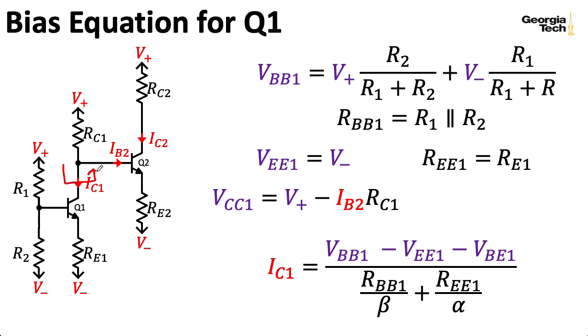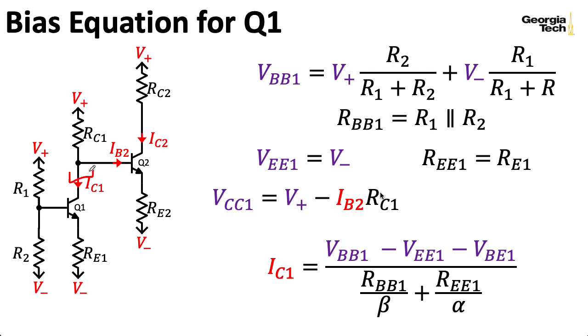Computing the Thevenin equivalent looking out of the collector, I can zero out the IB2 source. So I open that up, and my only source then is V plus, and we cut the connection here when computing the Thevenin equivalent. So no current is flowing, so no voltage is being lost. So the V plus source just contributes a V plus to our Thevenin equivalent voltage.